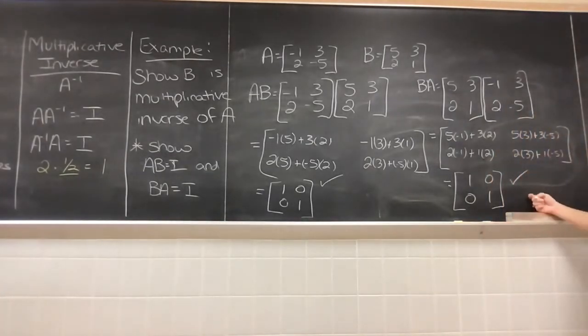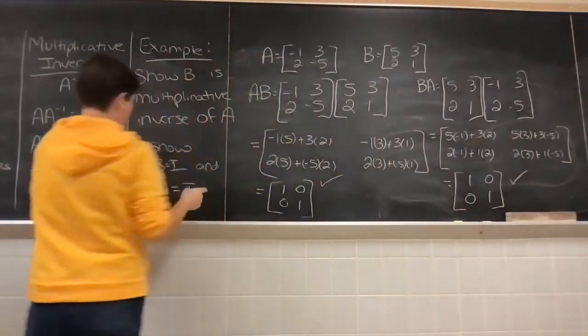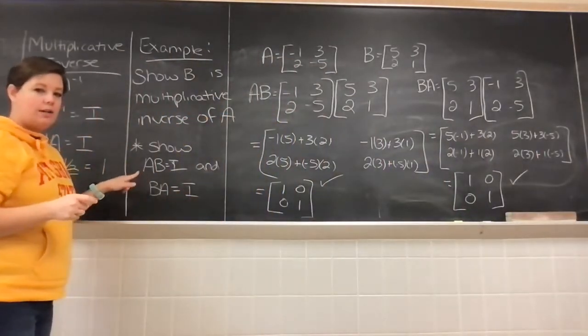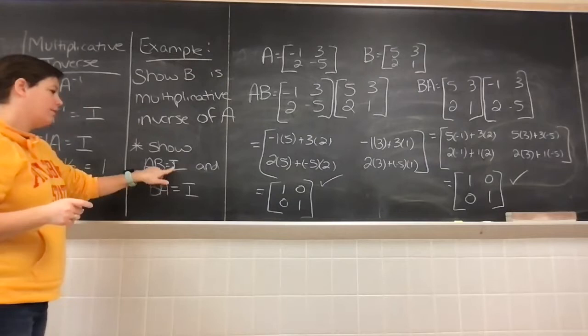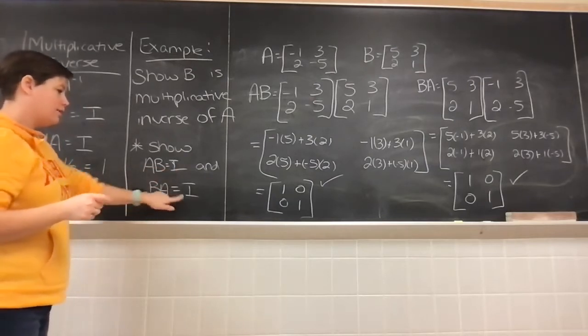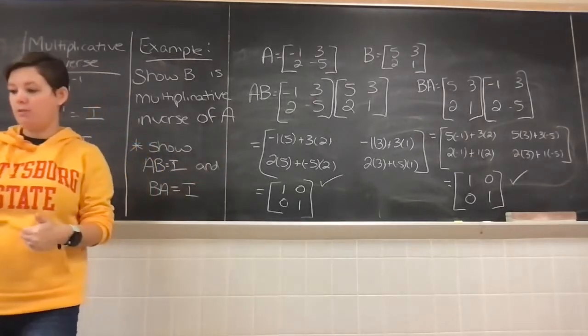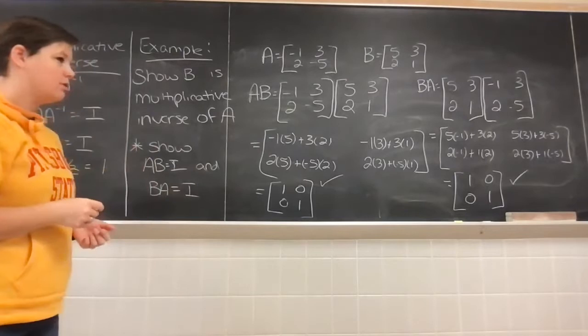Again, this is what we were hoping to get, because in order to show that B is a multiplicative inverse of A, we have to show that A times B is the identity matrix, and that B times A is the identity matrix. We did that. That means they are multiplicative inverses of each other, which is great. That's what we wanted to show.